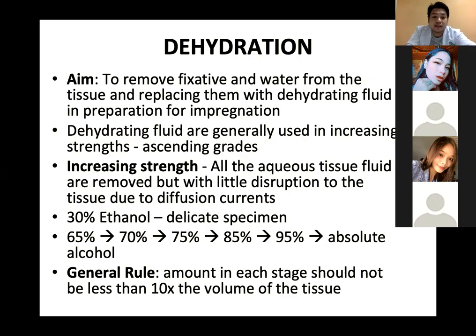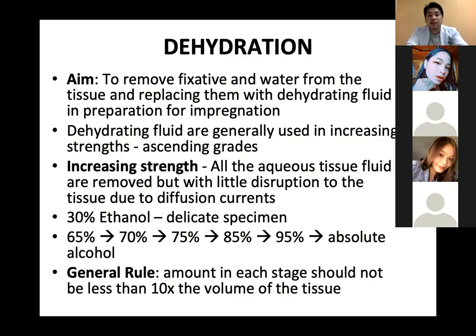So what about delicate specimens? We start with 30% alcohol for delicate specimens. What are those delicate specimens? Examples are brain and eyes. What about normal specimens? For example, skin and muscles. We start with 65% and then 5 grades higher: 70, 75, 85, 95, and then absolute alcohol. This is for normal specimens.